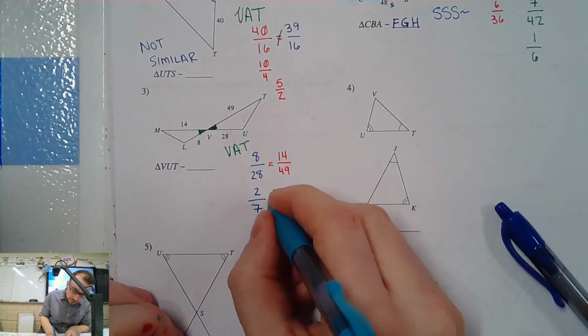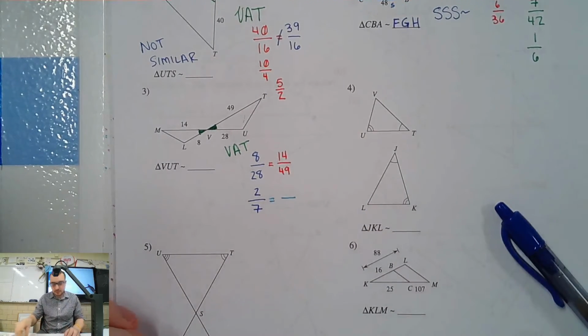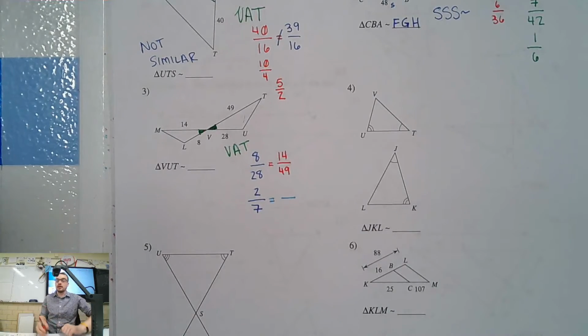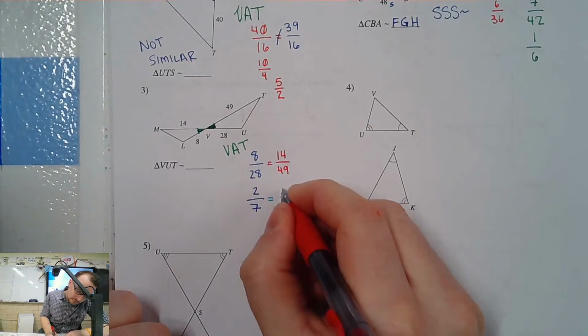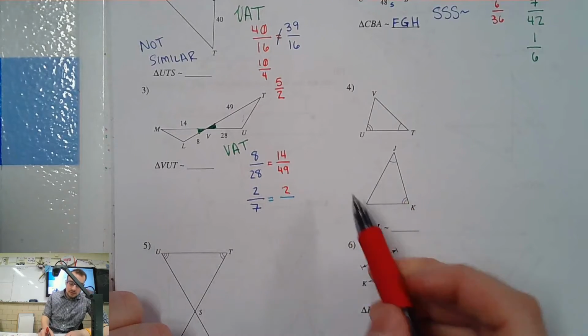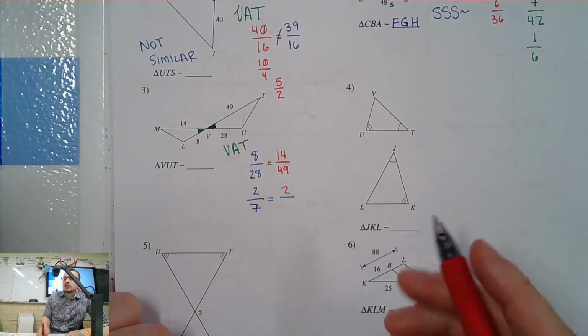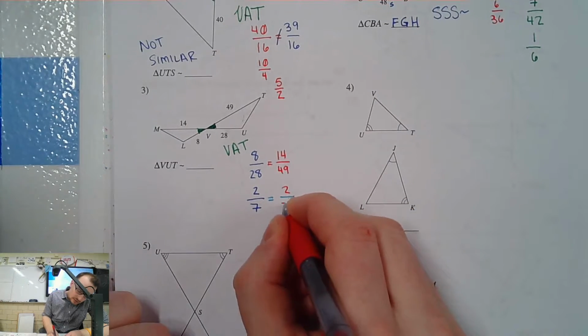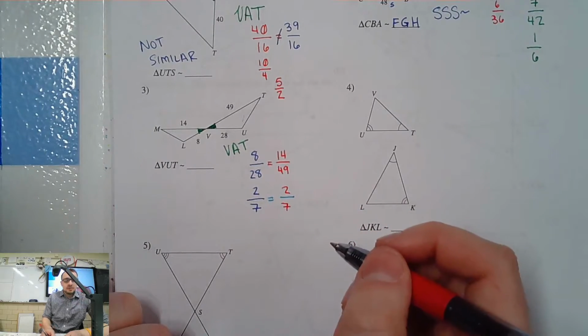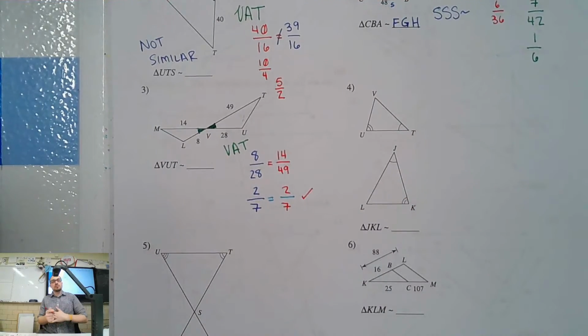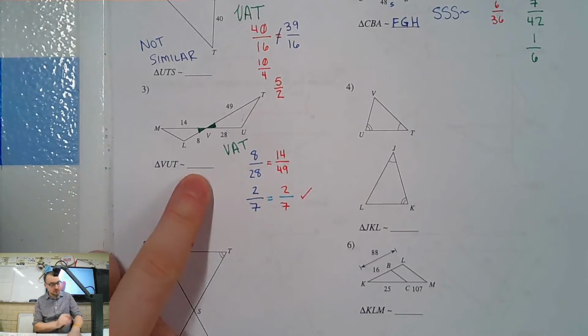Now what about 14 over 49? Both are divisible by 7, yeah. What's 14 divided by 7? Ooh, looking promising. What's 49 divided by 7? 7. Are they equal? Yeah. So we got proportional sides, right? They relate the same way. So this must be similar.